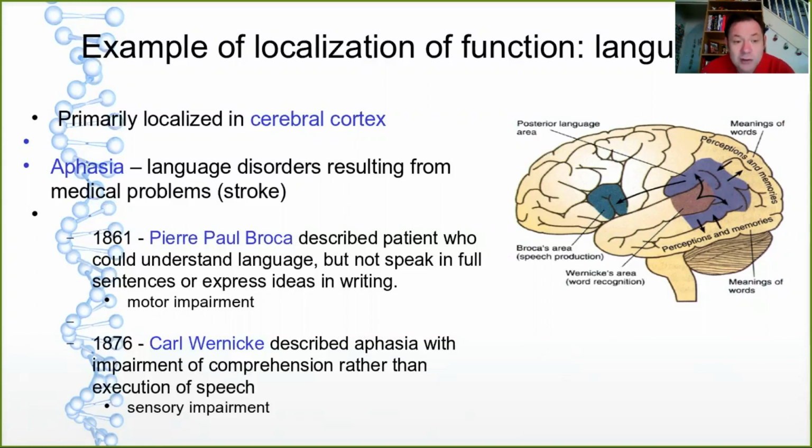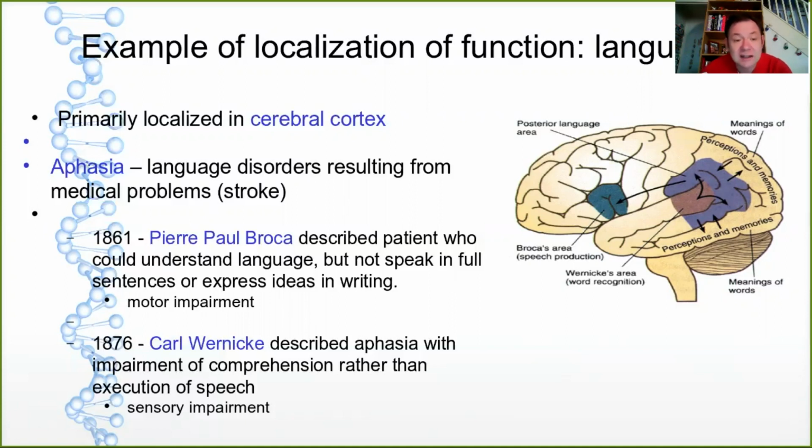In 1861, Pierre-Paul Broca described a patient who could understand language, but was not able to speak in full sentences or express ideas in writing. So he had a motor impairment of language. When this person died, he was autopsied and his brain was analyzed, and it seemed that he had damage to parts of his brain known as the Broca's area. Obviously, it wasn't known as that before, but afterwards it was. So quite often, if there is damage to the Broca's area, there are problems basically with producing language. The ability to produce language is damaged in some way.